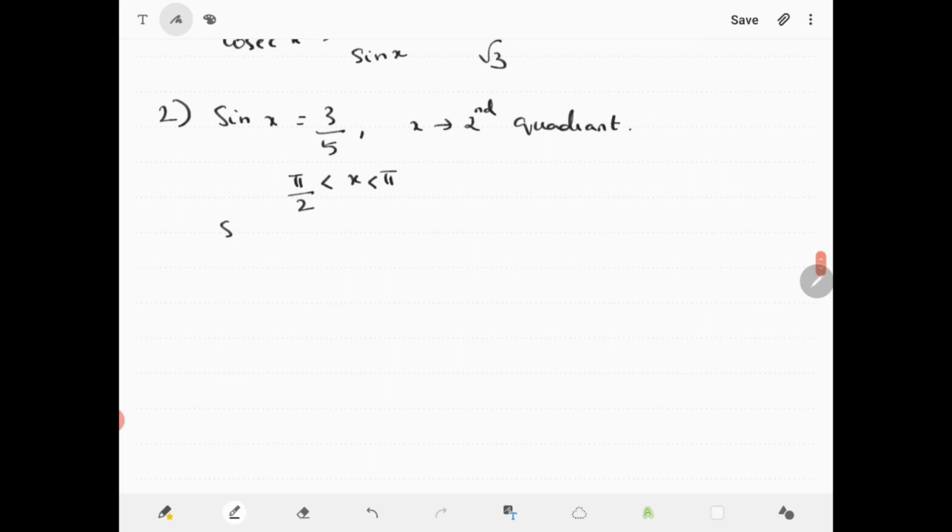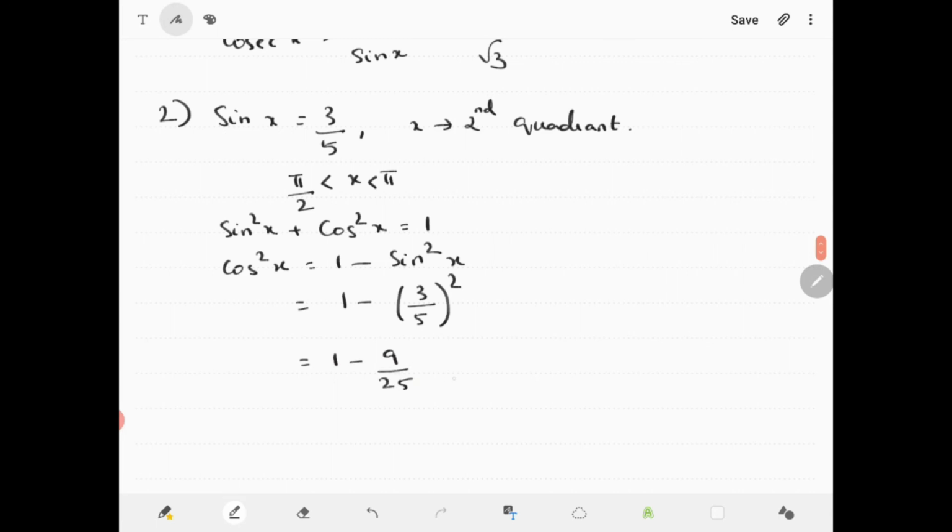So we know sin square x plus cos square x is equal to 1. Cos square x is equal to 1 minus sin square x. It is equal to 1 minus the given value, sin x is 3 by 5, so 3 by 5 the whole square, is equal to 1 minus 9 by 25. Taking LCM, 25 minus 9 will be 16 by 25. So cos square x is 16 by 25. So cos x value will be equal to plus or minus 4 by 5.